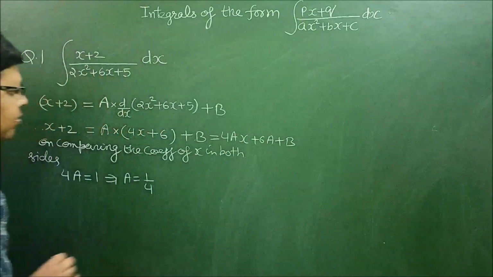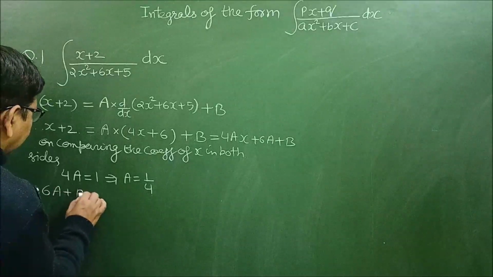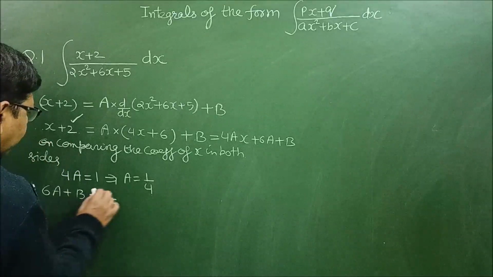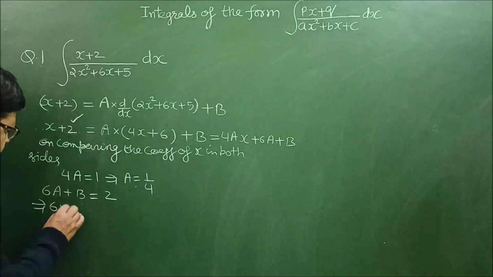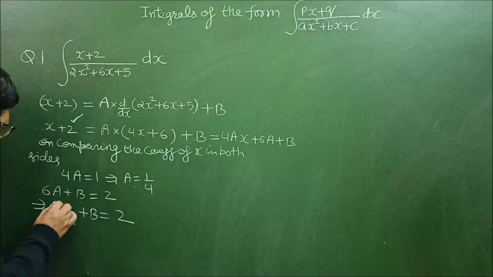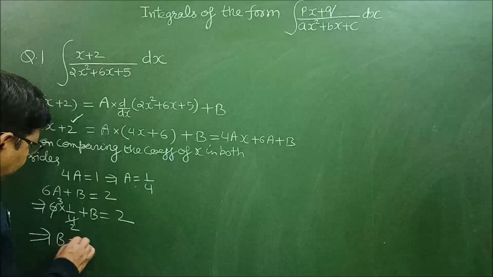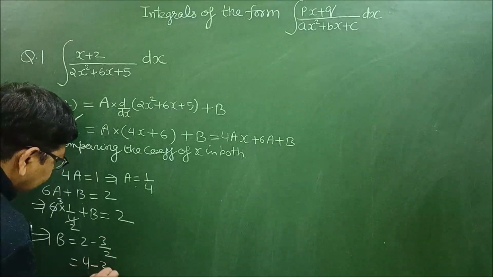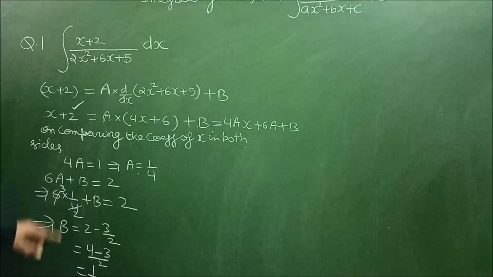Now the constant term in the right hand side, 6a plus b, is equal to the constant term in the left hand side, which is 2. Putting the value of a here to get the value of b: 6 into 1 upon 4 plus b is equal to 2. So b is equal to 2 minus 3 upon 2, which is equal to (4 minus 3) upon 2, that is 1 upon 2. Now we have got the values of a and b.